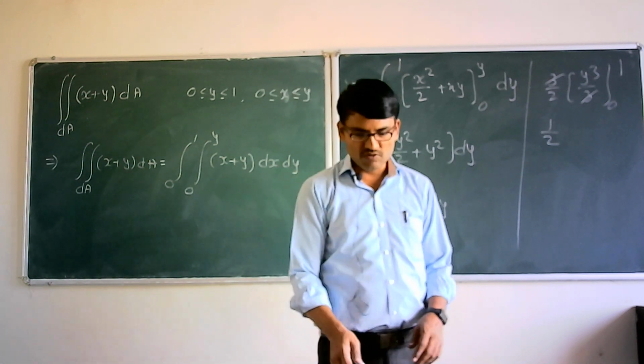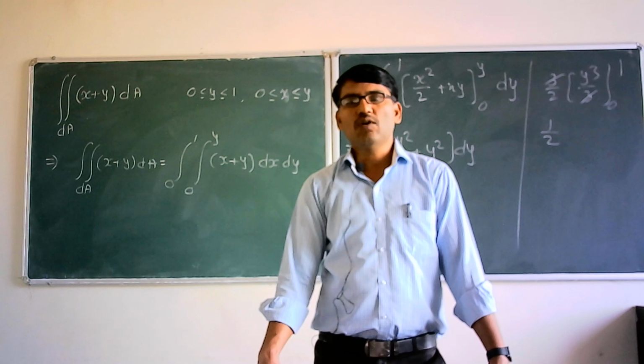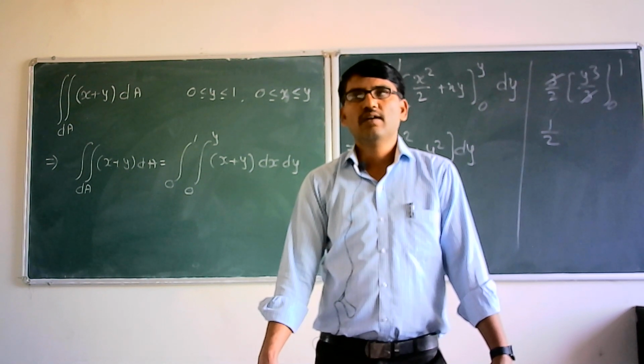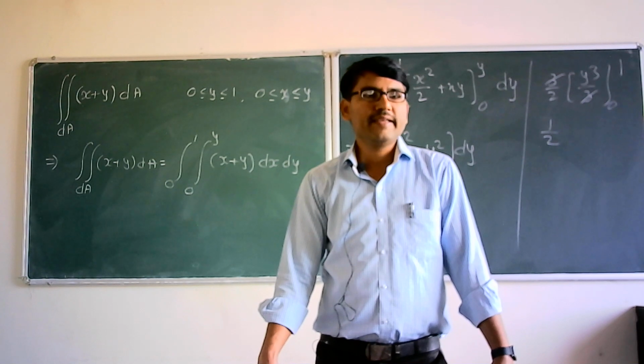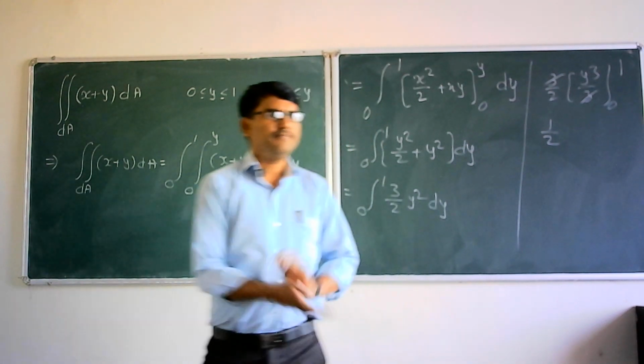In next lecture we want to start, if the limit is not given, then in that case how to evaluate the double integration, and next want to take the area, then change to polar coordinates, Jacobians. Okay, so hope you understand this.